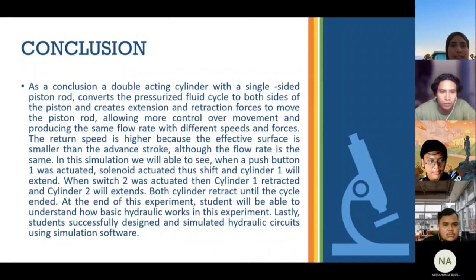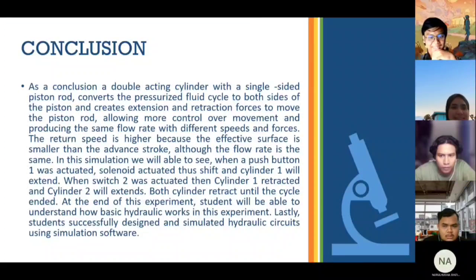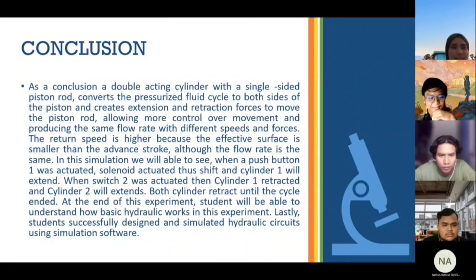In this simulation, we are able to see that when push button 1 is actuated, the solenoid is actuated, thus shifting the valve, and cylinder 1 will extend. When switch 2 is actuated, cylinder 1 retracts and cylinder 2 will extend. Both cylinders will retract until the cycle ends. At the end of this experiment, students will be able to understand how basic hydraulics works. Lastly, students successfully designed and simulated a hydraulic circuit using simulation software.